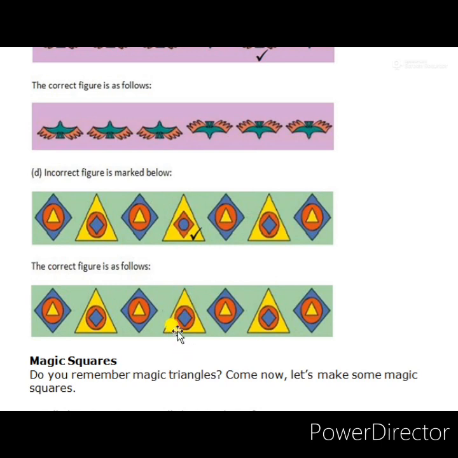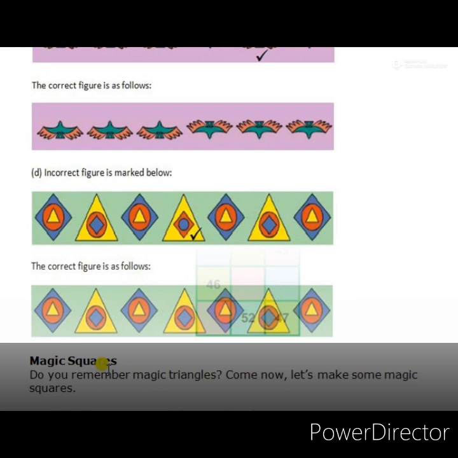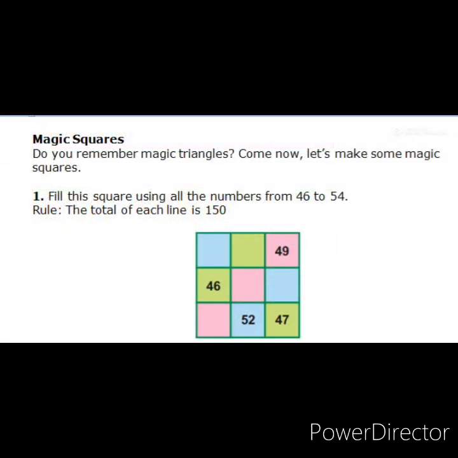Now the next heading on this page is magic squares. We will start this heading, magic squares, tomorrow or in the next class.